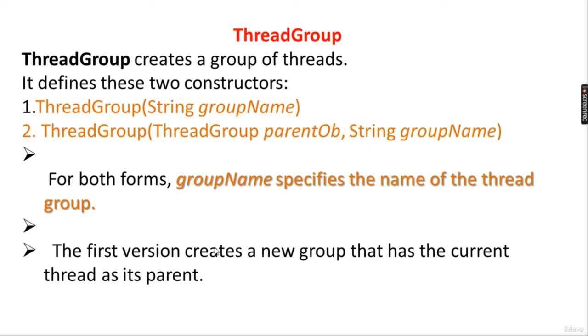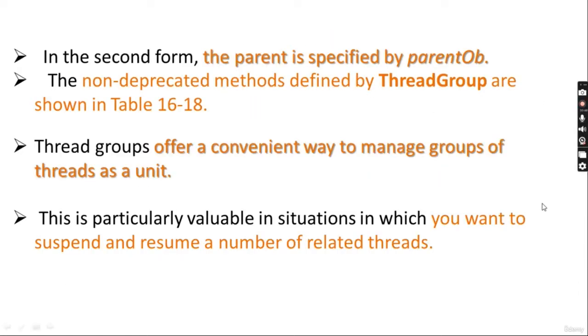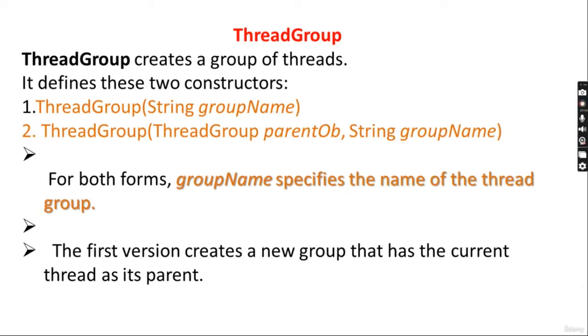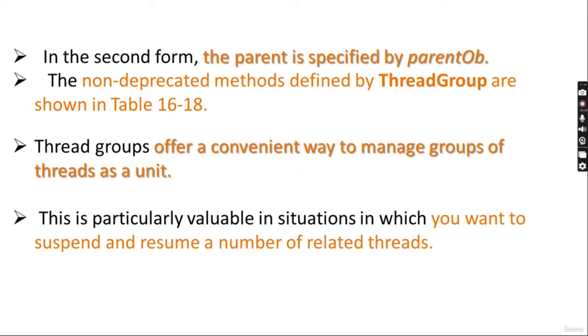Two constructor formats are ThreadGroup(String groupName) and ThreadGroup(ThreadGroup parentOb, String groupName). For both formats, groupName specifies the name of the thread group. The first version creates a new group that has the current thread as its parent. The parent is specified by parentOb in the second format. In the first format, parentOb is not specified. In that case, the current thread is its parent. The non-deprecated methods we will see in the next table.